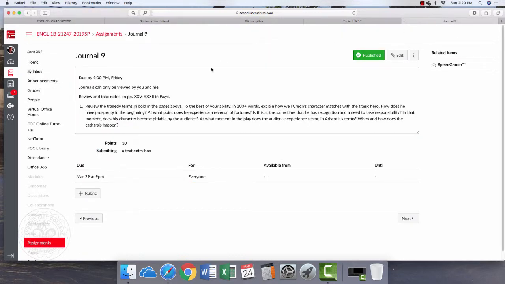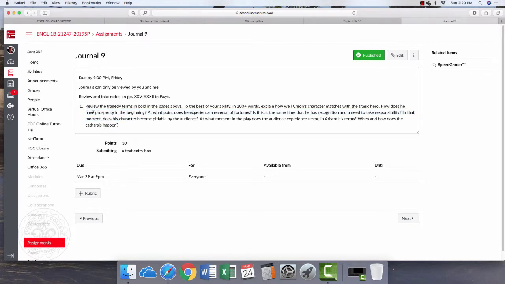And now let's look at the journal. Review and take notes on 25 to 32, so it's the same reading in plays. Review the tragedy terms in bold in the pages above. To the best of your ability, in 200 plus words, explain how well Creon's character matches with the tragic hero. What about Creon is a tragic hero, as defined in your play's textbook? How does Creon have prosperity in the beginning? That's one of the terms.